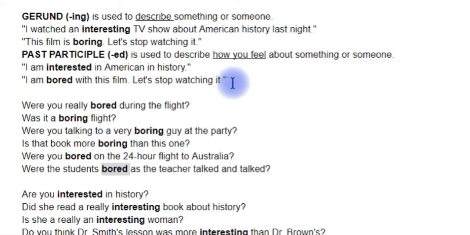What I want you to do is reply to these questions with a full answer, repeating everything, because you are going to assimilate the meaning and also the structure more by the repetition than anything else. So if I say, were you really bored during the flight? You're going to reply, yes, I was really bored during the flight. Or you may say, no, I wasn't bored during the flight. Whatever you want to say, but just reply after me so you repeat the whole sentence.